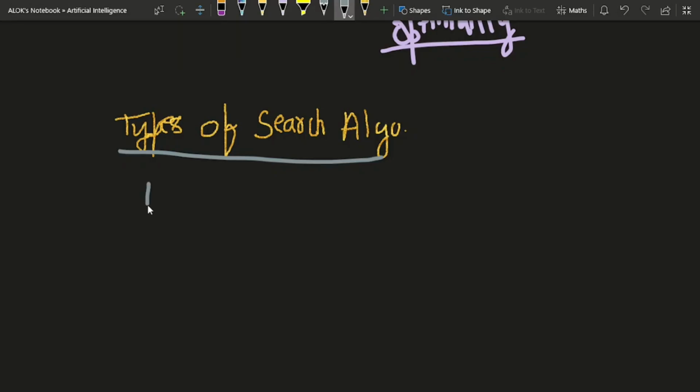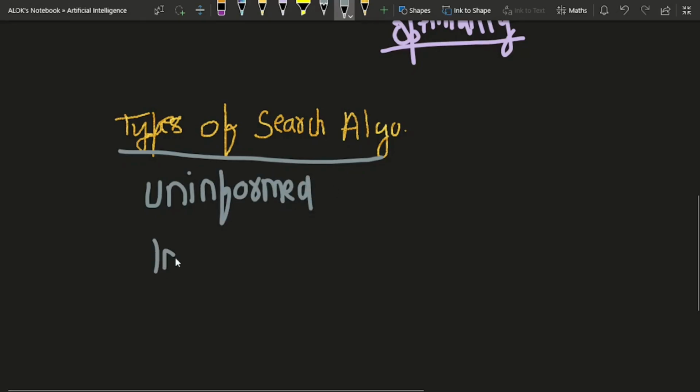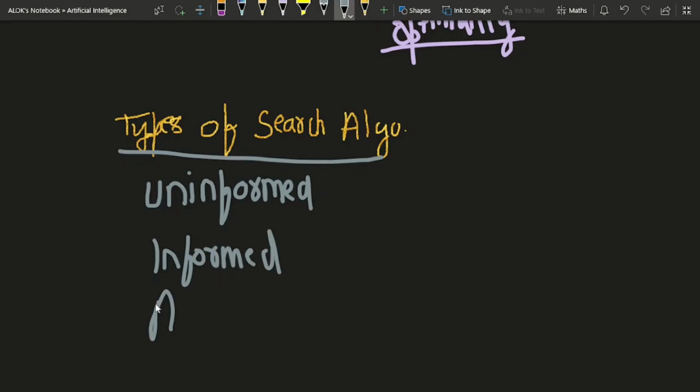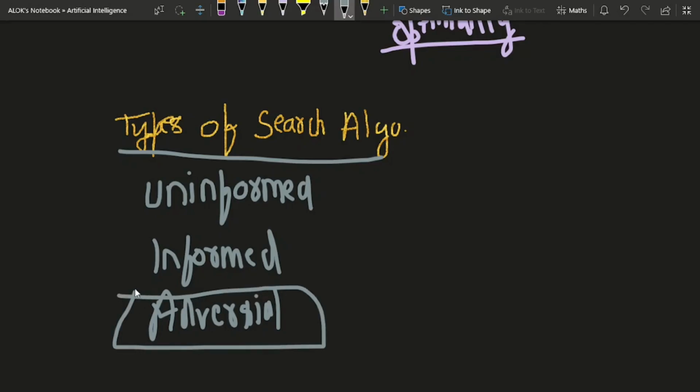The first type is going to be uninformed search. The second type is informed search. And the third type is adversarial search. So search algorithms are broadly classified into these three categories. The example of tic-tac-toe that you saw somewhat lies in this adversarial category, in which there are two players. You'll study about this in the upcoming videos.